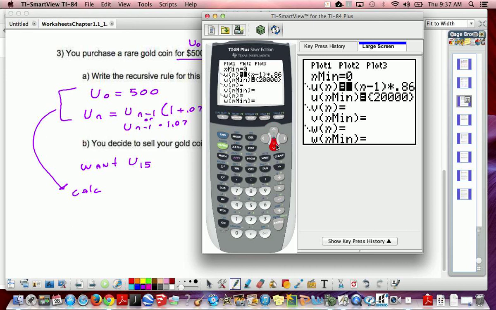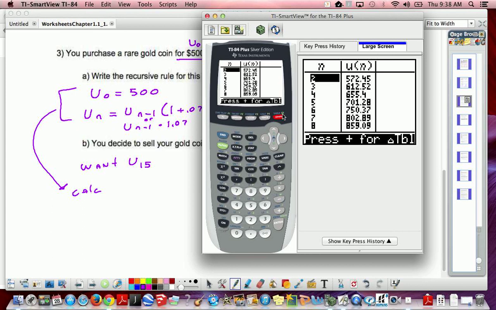Now here's kind of a little helpful hint. You don't clear this out. You can just use your right and left arrows and keep this u sub n minus 1 piece the same. We know it's actually times. Now I can just type in 1.07 and it's there. I have to though change my 20,000. My coin wasn't worth 20,000. It was worth only 500. And I know I say only 500. A coin worth $500, that's a lot of money. So now I have it in there.